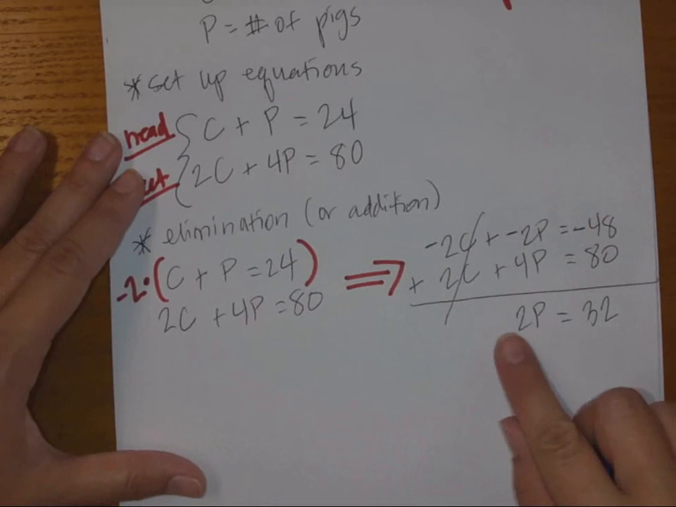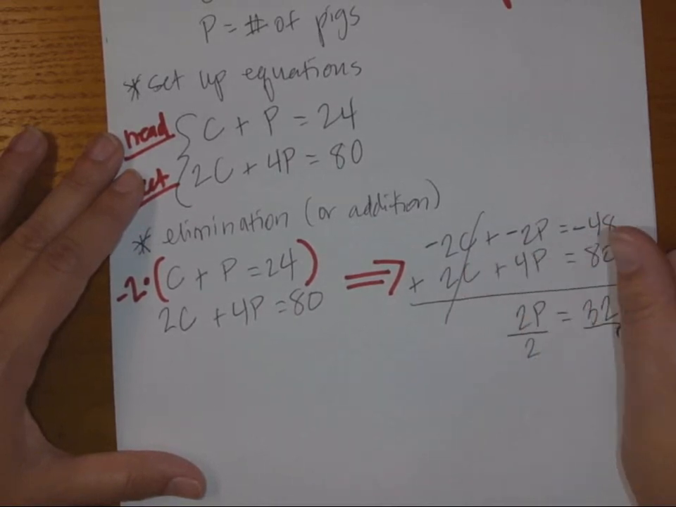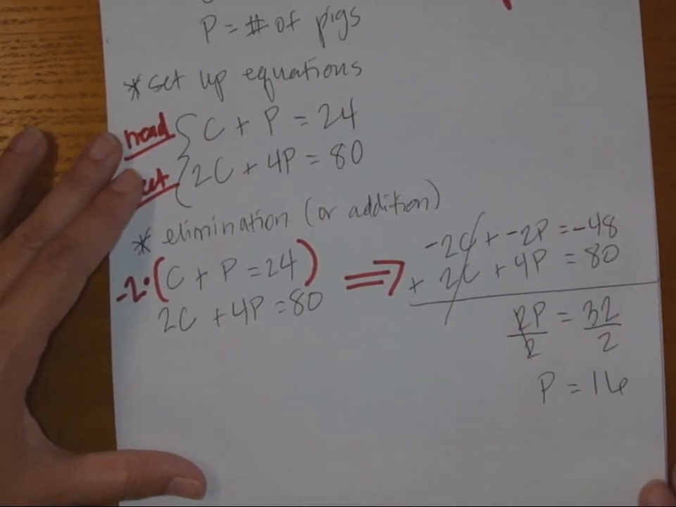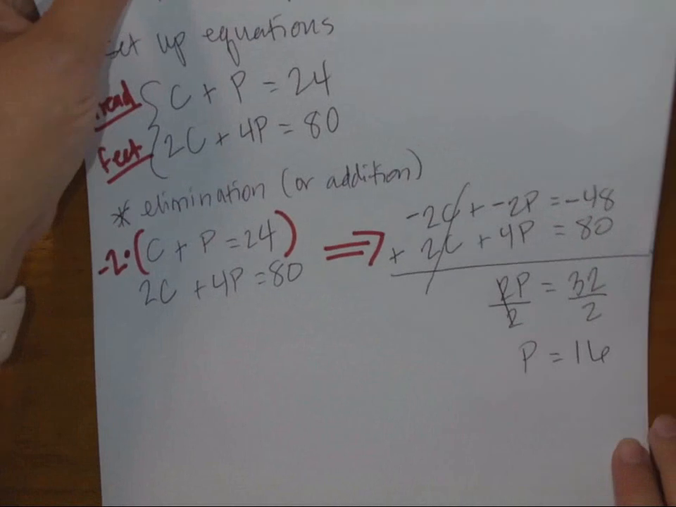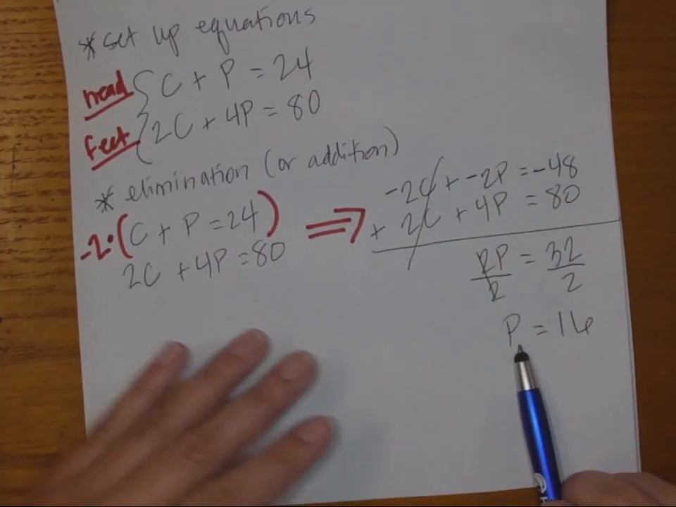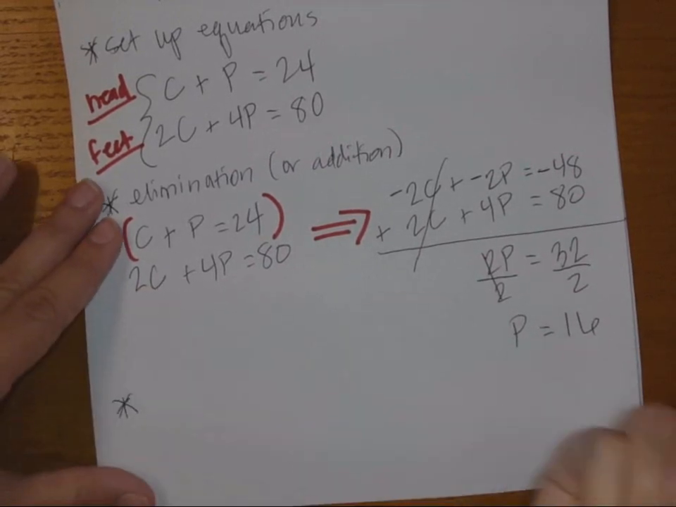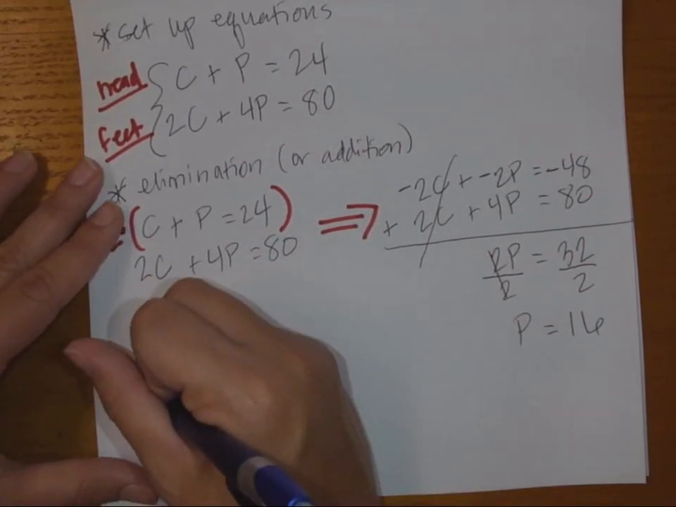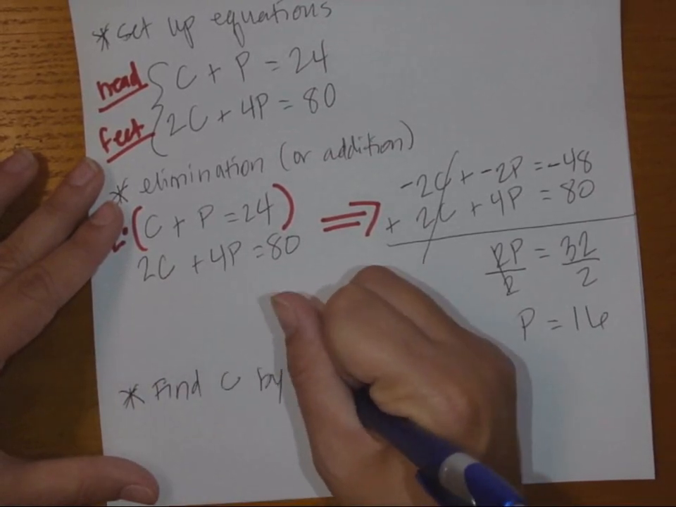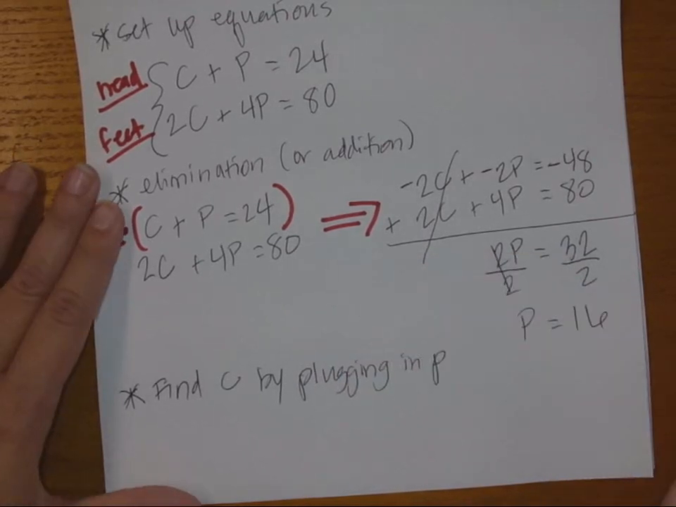So now, simple equation, 2 times P equals 32. Divide both sides by 2. And 32 divided by 2 is 16. So what did I just find? I just found that 16 pigs are needed. Okay, so how do I find how many chickens I have? Would be our last step. Find C by plugging in P.